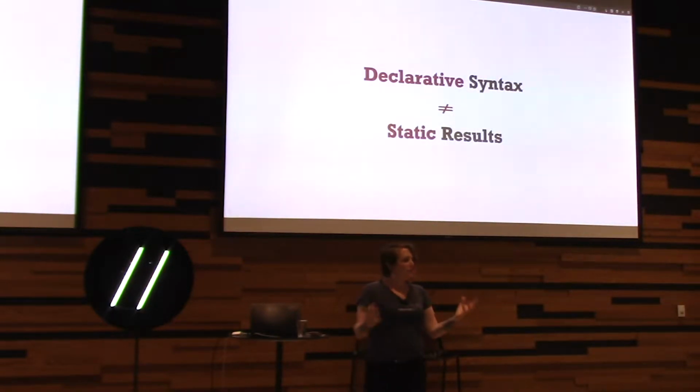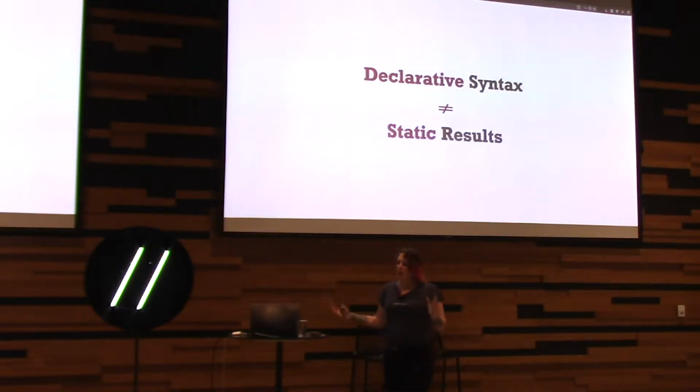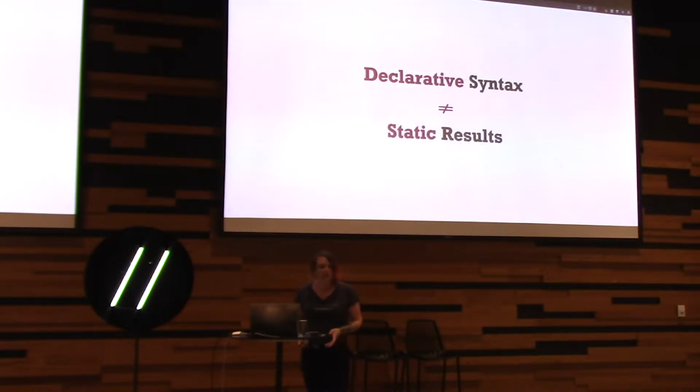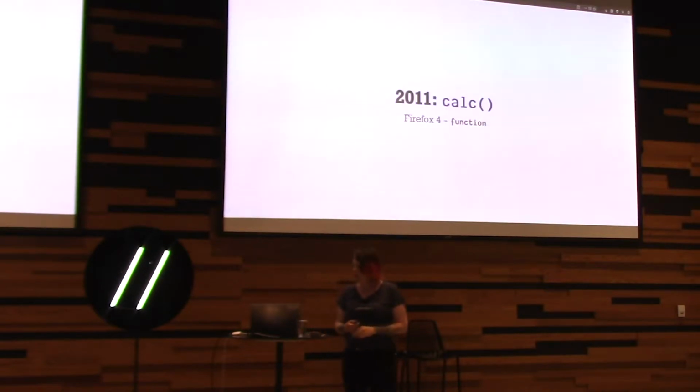And the browser needs all that information so that it can make decisions. So that's why we get the declarative syntax, but it's not a static result. CSS isn't static just because I say background red. Background red might work some places and not other places. It means a different red on different devices. All sorts of variations. And we're going to make some even wilder variations, but yeah, it's this absurd design for an unknown canvas.